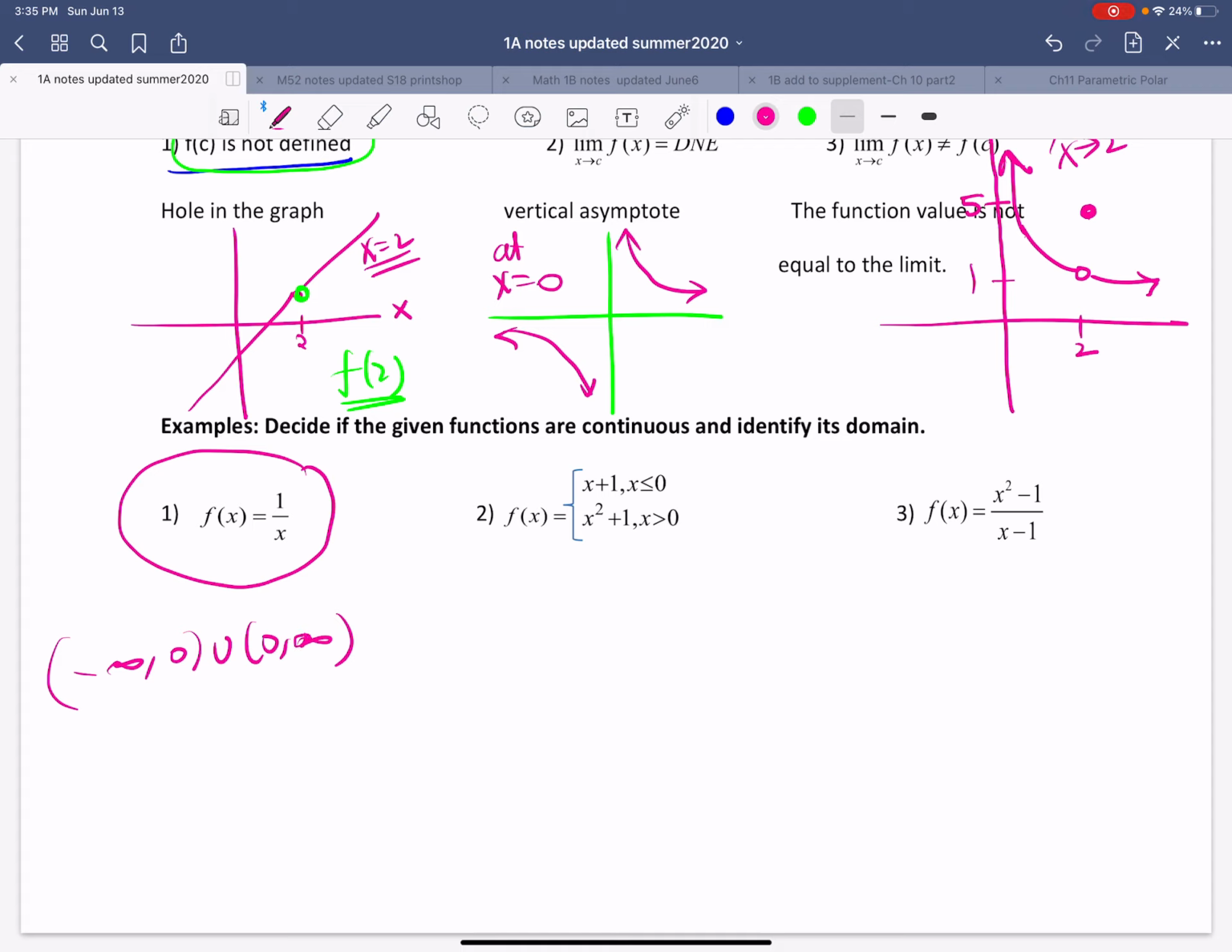Notice I'm using open parentheses around 0. That means 0 is not included in the domain. You cannot have x equals 0. That's not a part of the domain. At x equals 0, we do have a discontinuity.